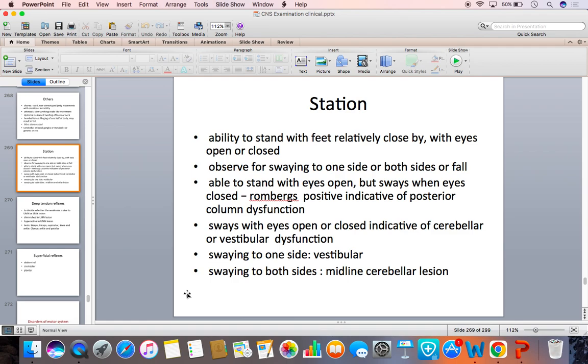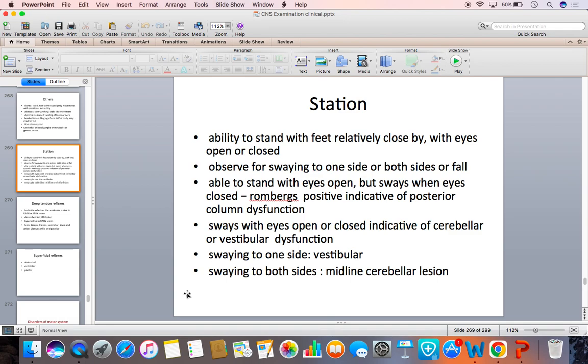Because there are three important tracts that maintain your balance. That is vestibulospinal, spinocerebellar, and the posterior columns. The eyes are going to compensate for the functions of the rest of the tracts. Eyes are going to compensate for the cerebellar and vestibular dysfunction.